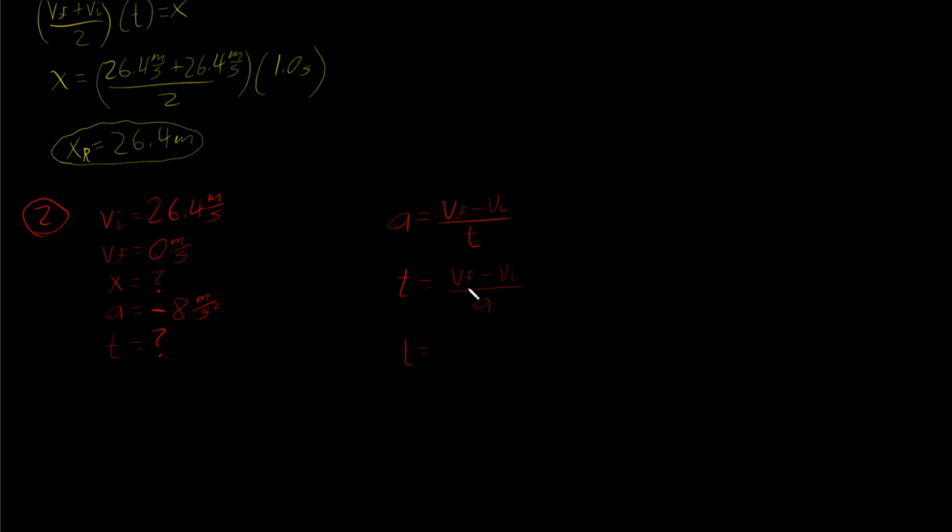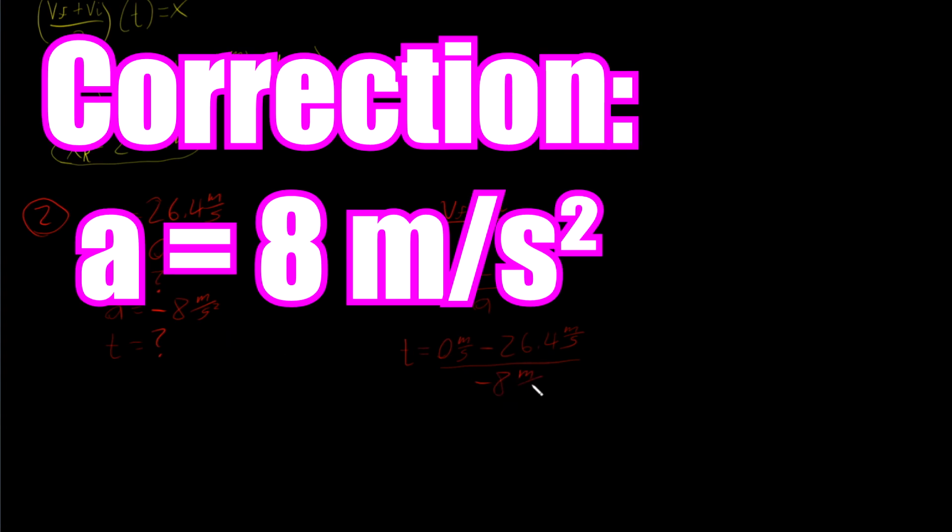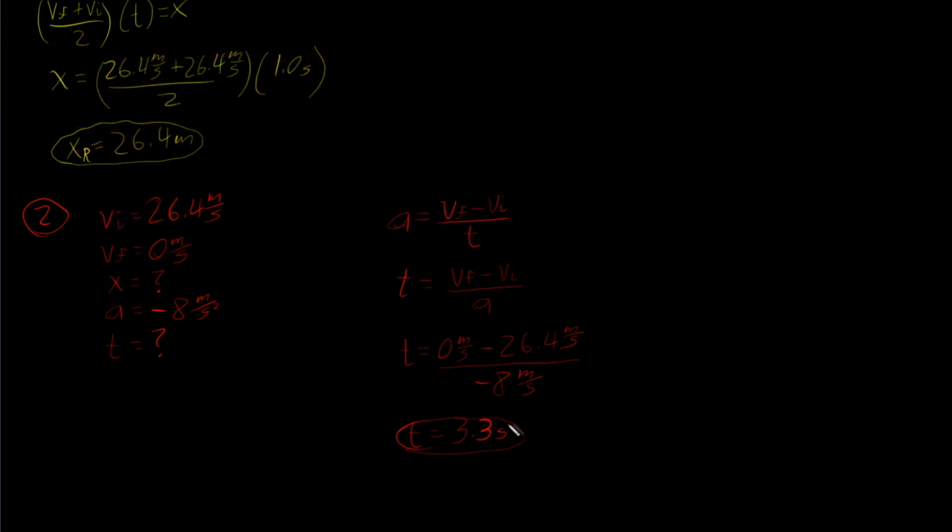Let's plug in these values. Final velocity is equal to 0 meters per second. Subtract initial velocity is 26.4 meters per second. And what's acceleration? Acceleration is -8 meters per second squared. So time ends up becoming 3.3 seconds. And the reason that this is positive is because this is a negative divided by a negative.